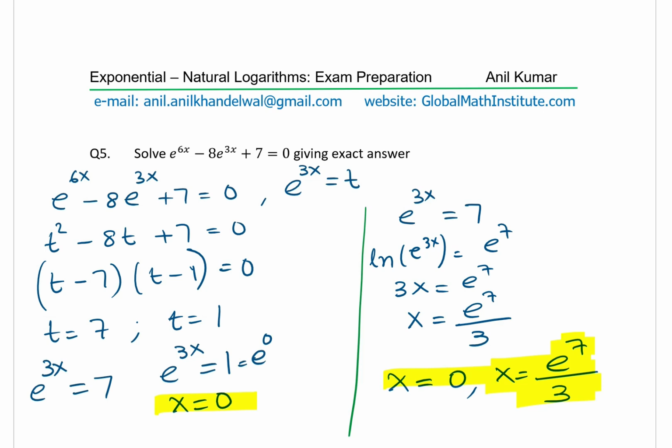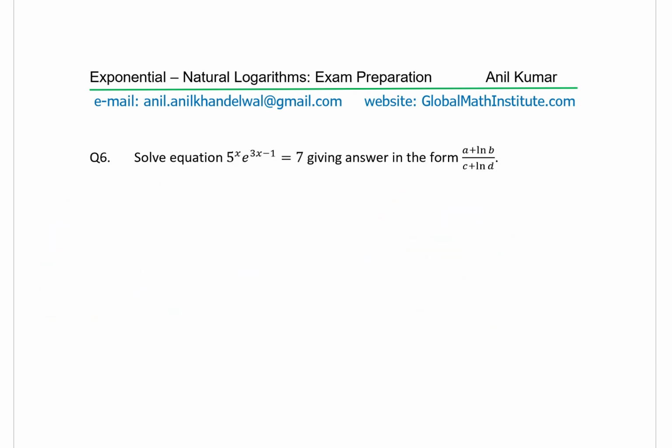Okay. Let's take the next question, which is question number 6. Again, we have an equation. It says, solve the equation 5 to the power of x times e to the power of 3x minus 1 equals 7, giving the answer in this particular form. Okay, so exact form basically. So let's see how to solve this one. We have 5 to the power of x times e to the power of 3x minus 1 equals 7.